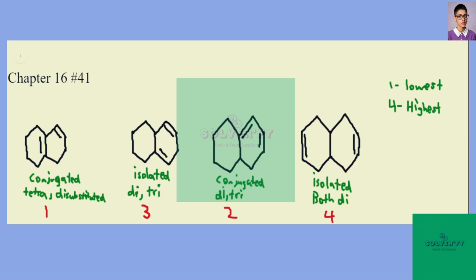Again, I've assigned 1 to the molecule with the lowest heat of hydrogenation and 4 to the molecule with the highest heat of hydrogenation. I arrived at these assignments by looking at conjugation versus isolation of the diene, and then also looking at the substitution pattern around each double bond. Remembering that the more substituted a double bond is, the more stable it is, and the more stable a molecule is, the lower heat of hydrogenation it will have. And that's the answer to Chapter 16, problem number 41.